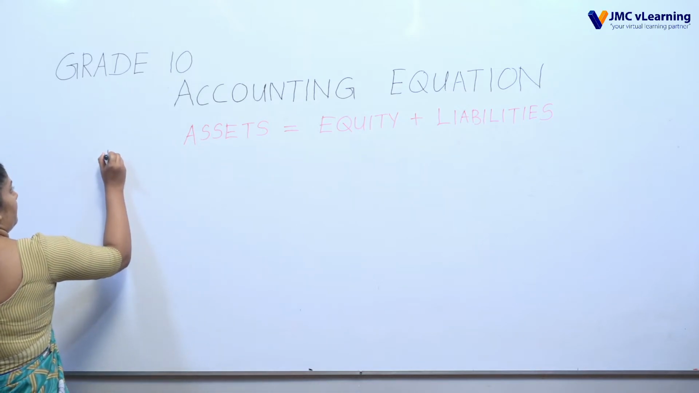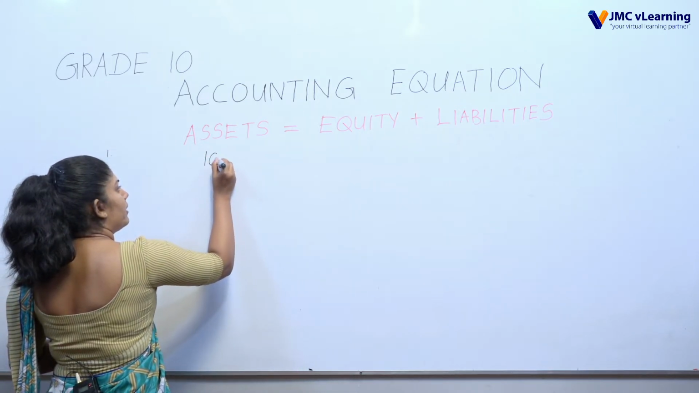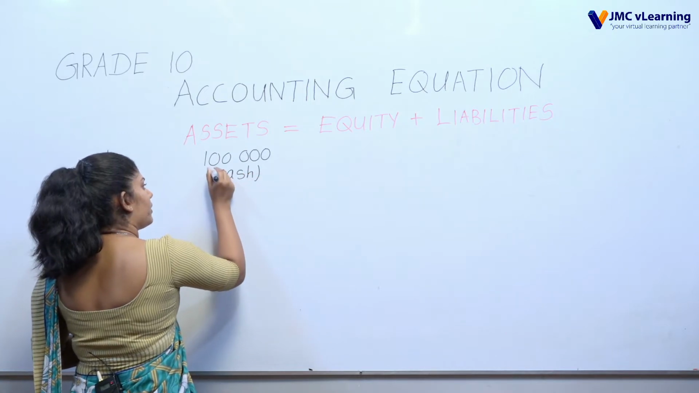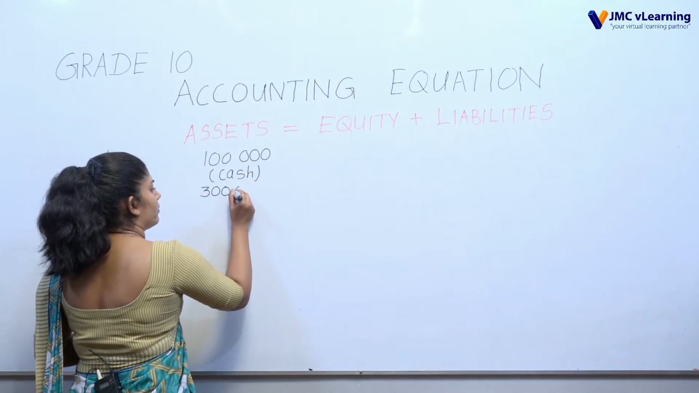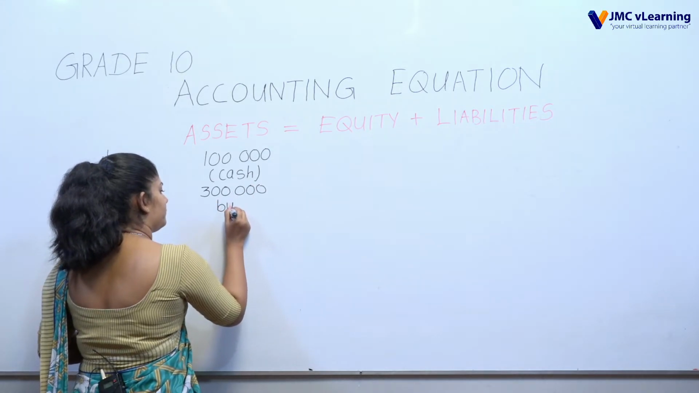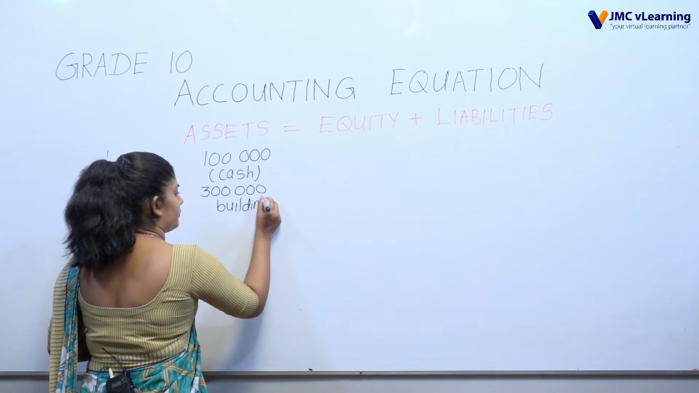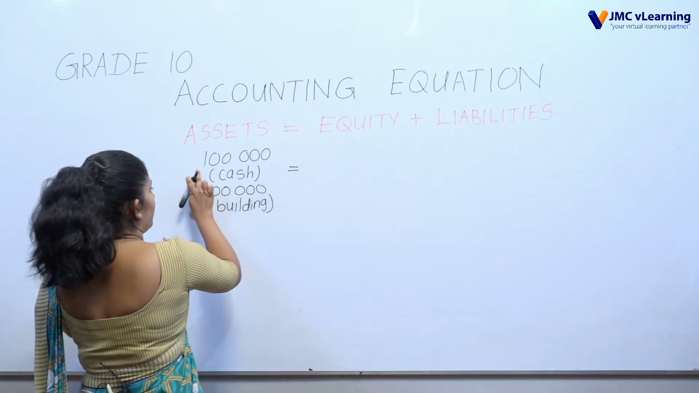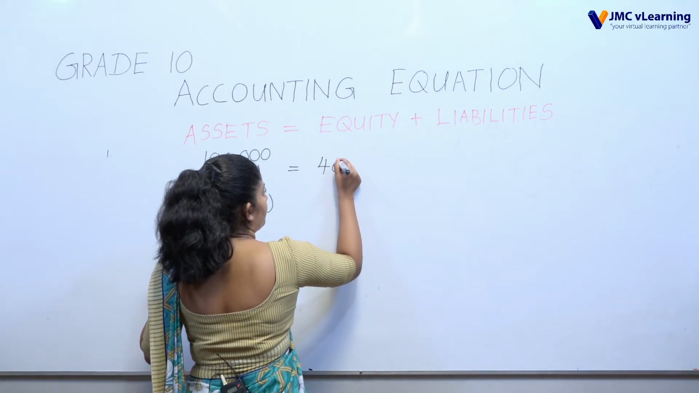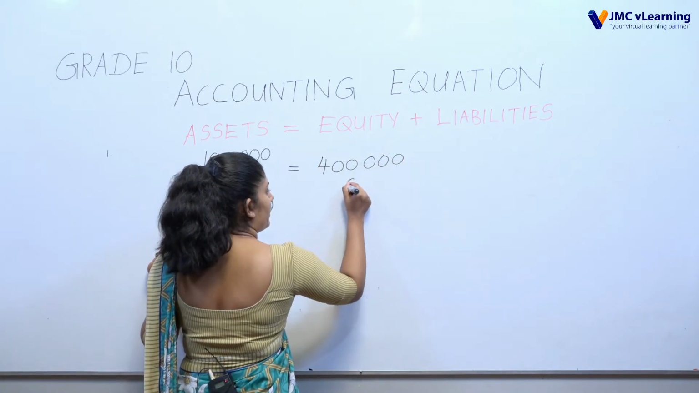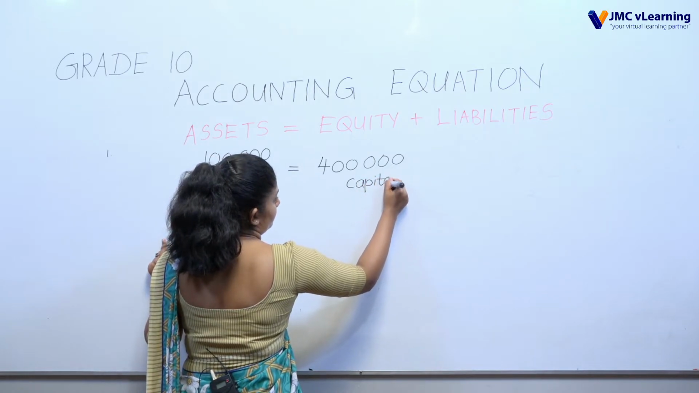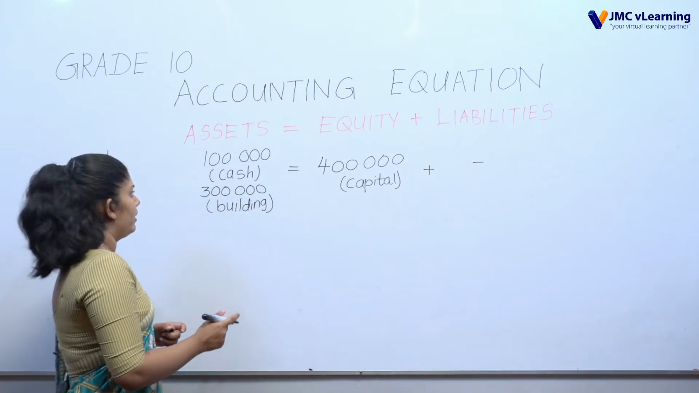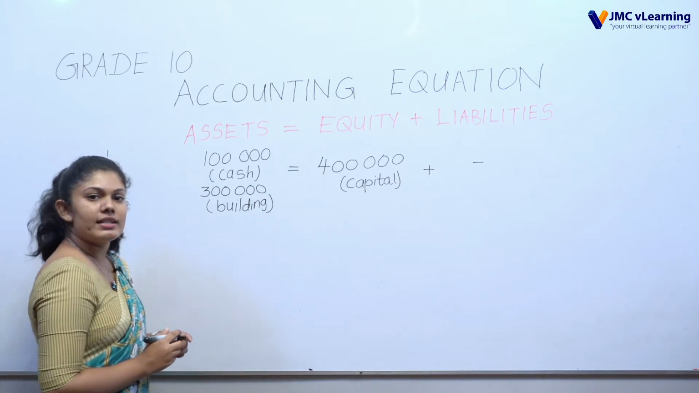Therefore, first Amali investing 100,000 cash and 300,000 building. Both belong to the owner. Therefore, 400,000 capital. No liabilities. Okay. Now, let us move on to the second transaction.